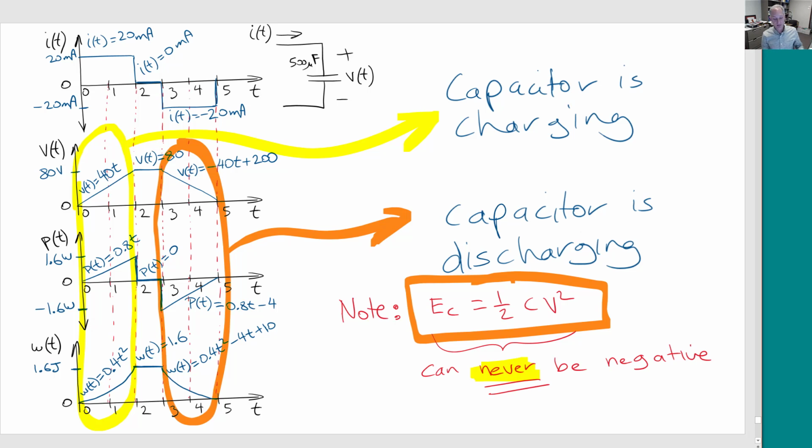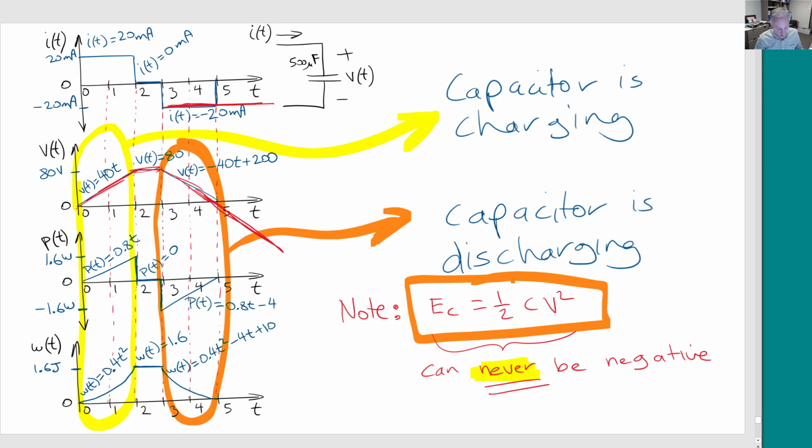Its voltage can go negative, even though in this case we drew this voltage waveform as positive. If, for example, this negative current kept going and didn't go to 0, then this capacitor voltage would continue in the negative direction, and it would be charged in the other direction.